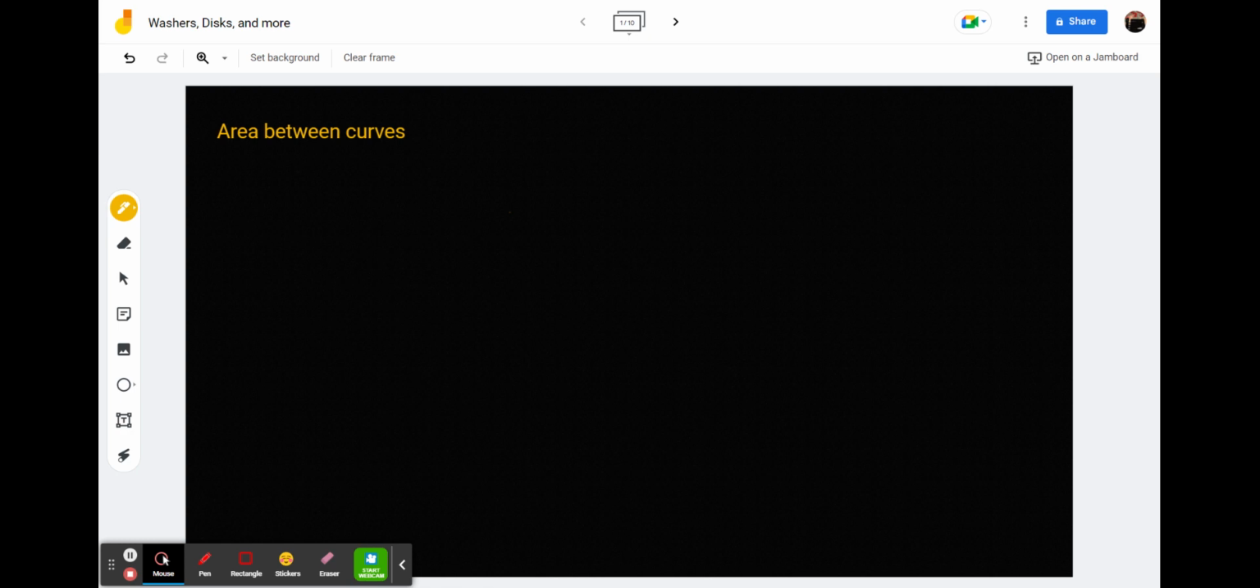Before we start talking about volume, though, we need to talk about area. Specifically, the area between two graphs or two curves. So how do we do this? Well, let me just take two graphs here.